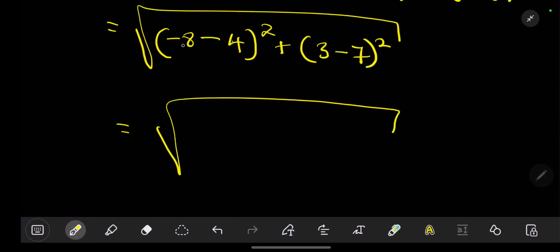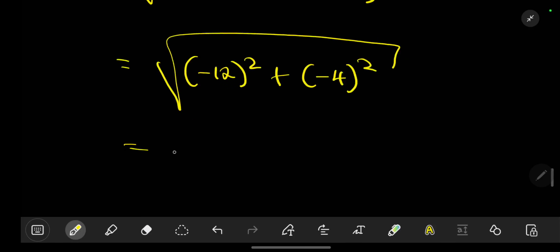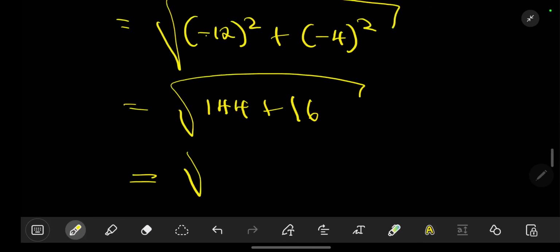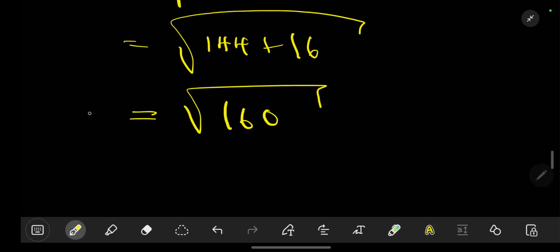So we are going to have the square root of negative 8 minus 4 is negative 12 squared, plus 3 minus 7 is negative 4 squared, which will give us the square root of negative 12 squared. It's in brackets, so therefore it will be positive. So we have 144 plus negative 4 squared, that will be 16. When we add 144 plus 16, we are going to have 160. So this is the distance of AB.